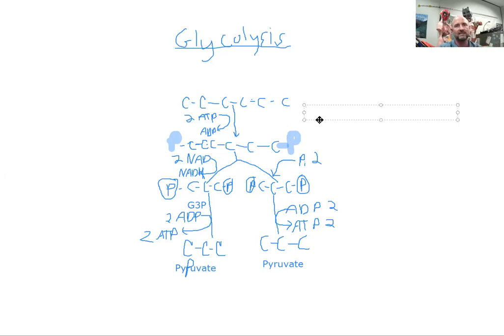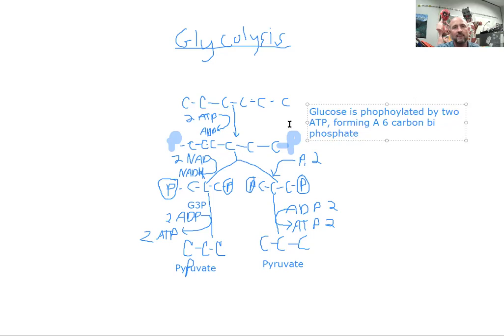So what happens at this step is glucose is phosphorylated by 2 ATP, forming a 6-carbon biphosphate. You want to get fancy, you can know that it's fructose biphosphate. I don't care if you guys go that far on it. That is what happens in the first part. That's our investment stage, okay? So this is the investment.